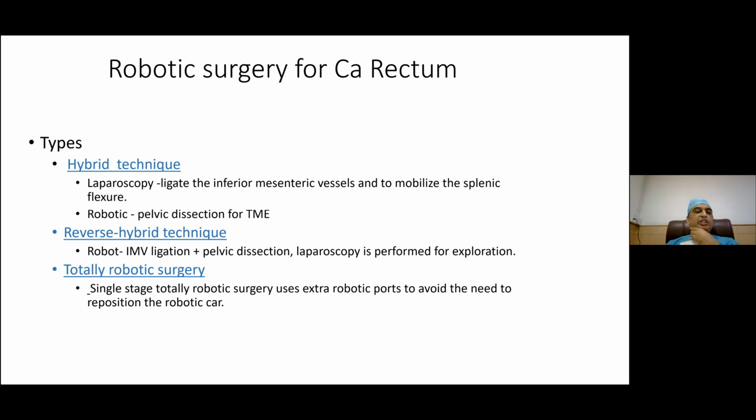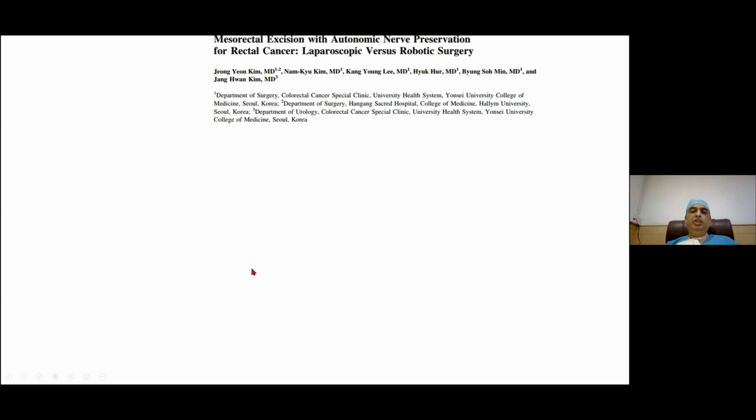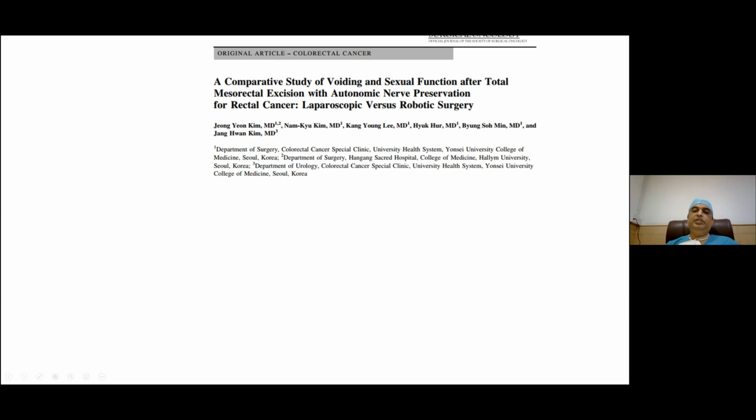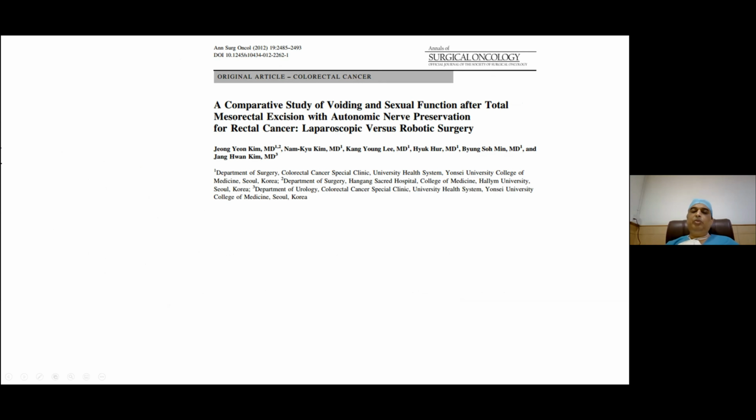So coming to robotic surgery, there are various approaches, but generally now most of the centers are doing totally robotic surgery and have gone beyond the hybrid or reverse hybrid techniques. There is a lot of data, but they are mostly case reports or case series, which have shown that it can be done with reasonable morbidity and mortality. But most studies have reported around 28 to 40 cases with limited or shorter outcomes.